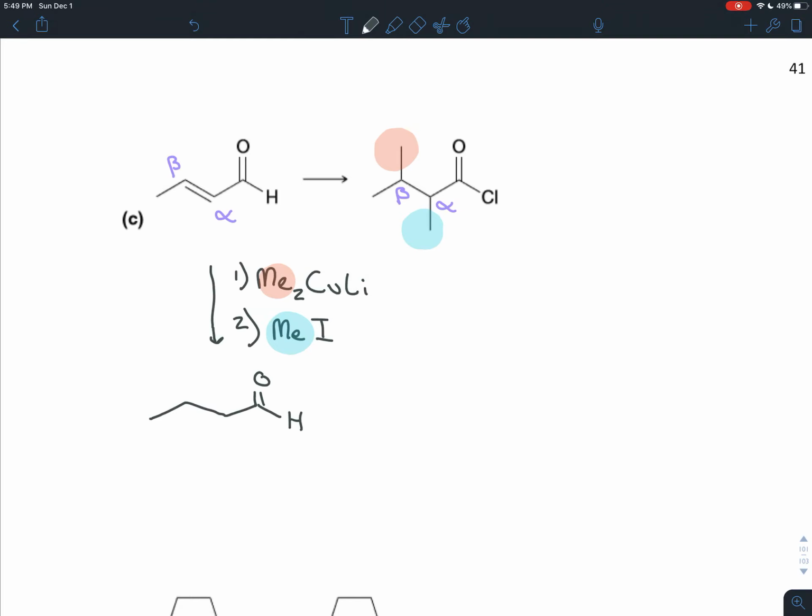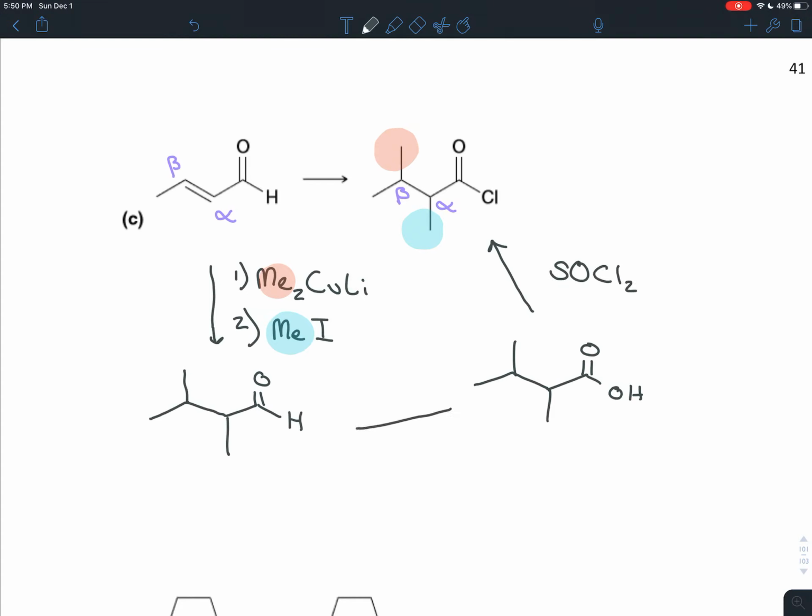So what you have after that is this dialkylated compound. But here we have an aldehyde, and what we want is an acid chloride. Now we only know one way to make an acid chloride. It's from a carboxylic acid. If you had a carboxylic acid, well then you can treat this with thionyl chloride and create the acid chloride.